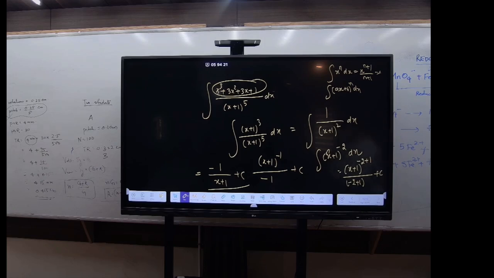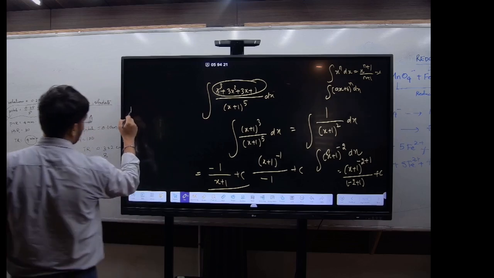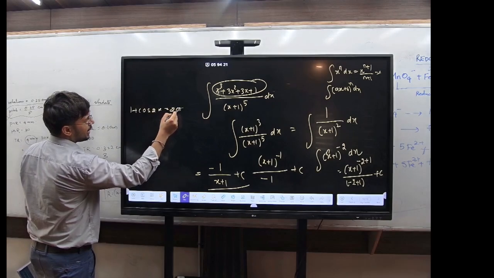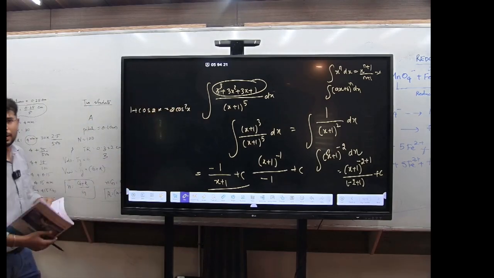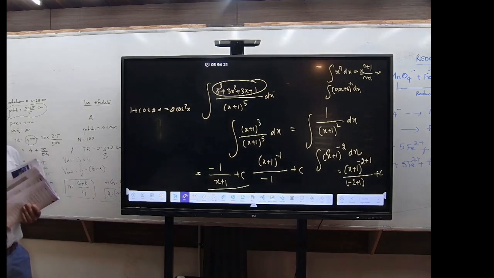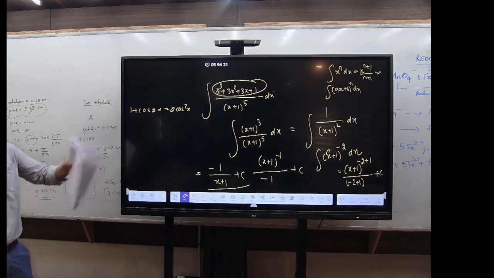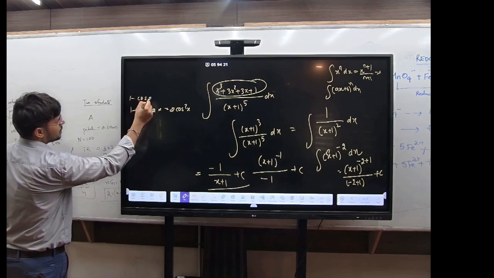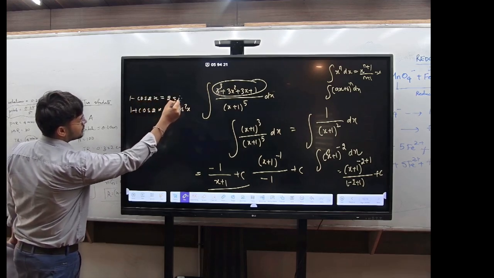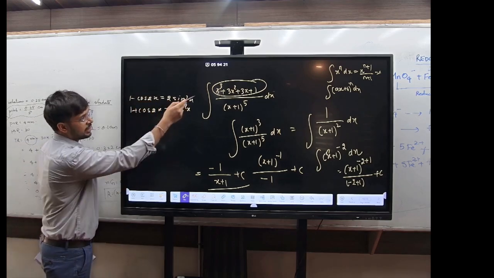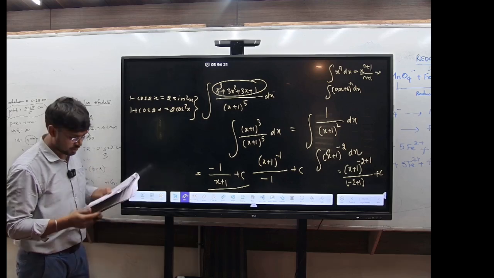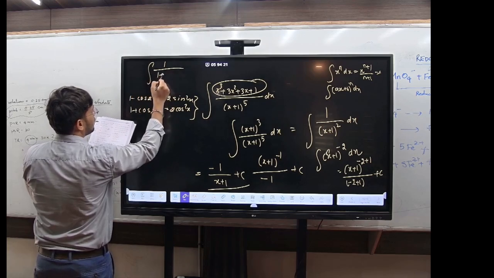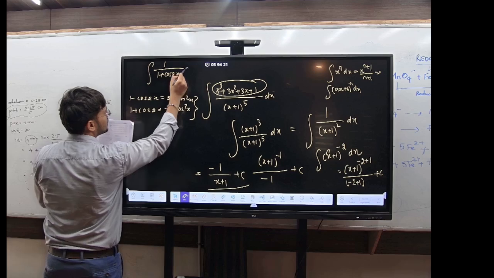What is the formula of 1 plus cos 2x? 1 plus cos 2x is 2 cos square x. Yes or no? This is the trigonometry formula. What about 1 minus cos 2x? It will be 2 sin square x. These two are very important formulas. In the question, what is the integration they have asked? They have asked the integration of 1 plus cos 8x.